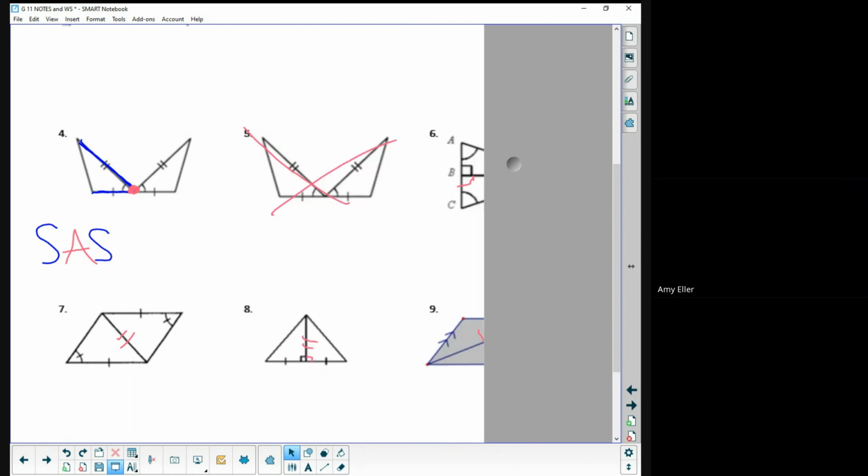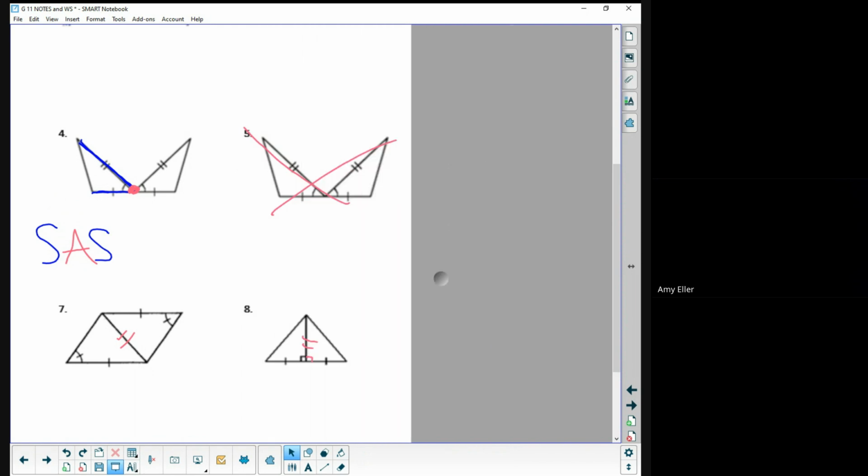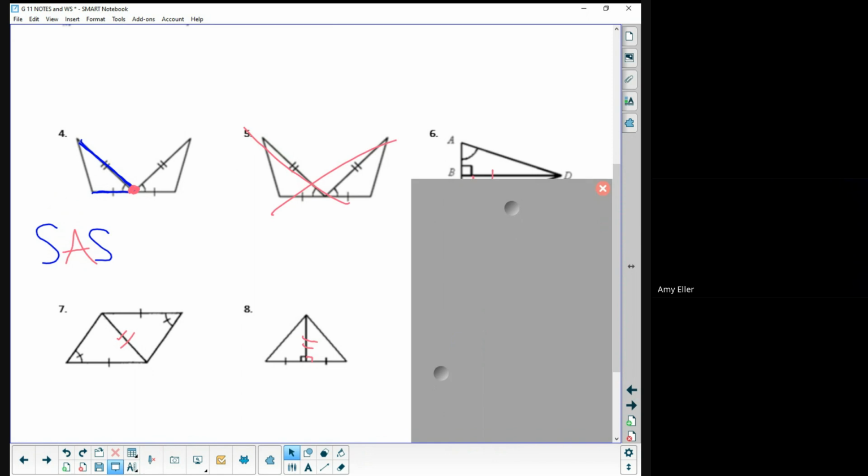Let's do 6. Step 1, mark your triangle. Got it. Step 2, cover up one triangle. Step 3. Mason, what's step 3? Don't ask me for help. Josh, what's step 3? What do I have two of? What do you see 2 of? Are there 2 angles that have been marked or 2 sides? Good. So here's an angle. I'll just put a dot right there and a dot right there. So I have 2 angles that have been marked.